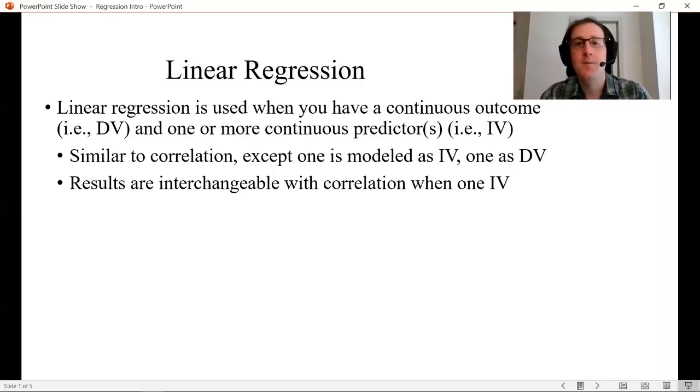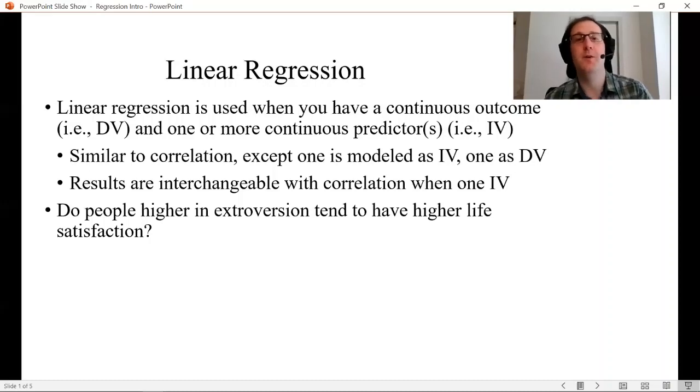So examples of where you might use linear regression, you might have questions about how a personality trait is related to important life outcomes. So maybe you have a hypothesis that those people that are higher in extroversion tend to have higher life satisfaction. So you can run a linear regression to test that hypothesis.